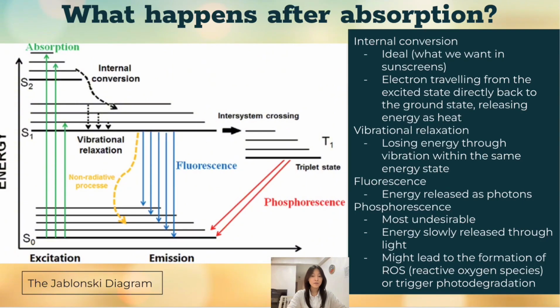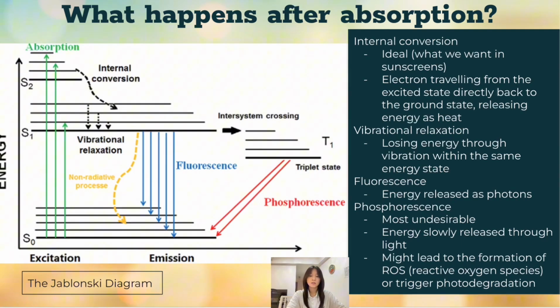So what happens after absorption? The energy has to be somehow dissipated, and there are four ways of doing this. The first way is internal conversion. This is the most ideal way of what we want to see in sunscreens. It happens when electrons travel from the excited state directly back to the ground state, releasing energy as heat. The second way is vibrational relaxation, and this only works for small amounts of energy because molecules are losing energy through vibration within the same energy state.